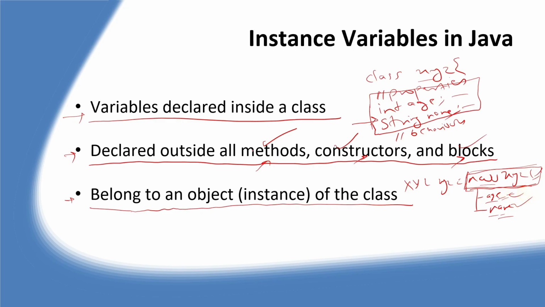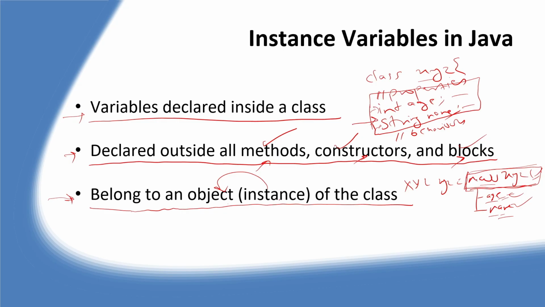And these are definitions. Variables declared inside a class. Okay, this is present inside the class, and it should be outside of all methods, constructors, and blocks. And the third one is the most important. It should belong to an object, in bracket instance. Are you getting? Instance means what? Object only.